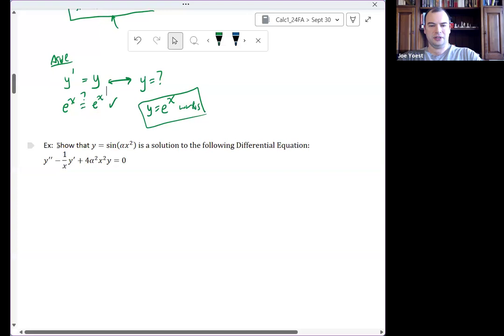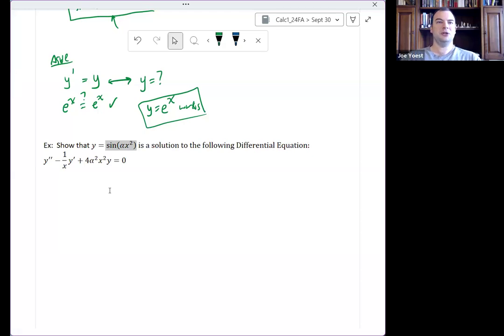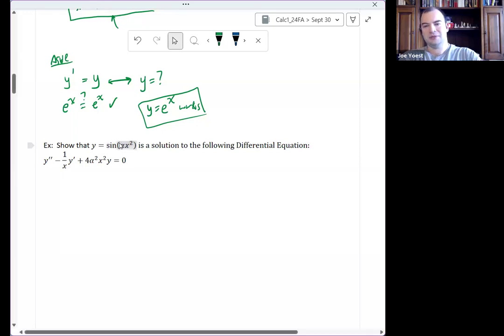But in Calc 1, our goal, given a candidate function, say a function that looks something like y equals sine of alpha x squared, and given a differential equation, is to either prove that this function does solve this differential equation, or maybe I have a degree of freedom, something that very often comes up in engineering. You insert a degree of freedom, something that you can tune to your particular problem, and then you figure out what that parameter ought to be.